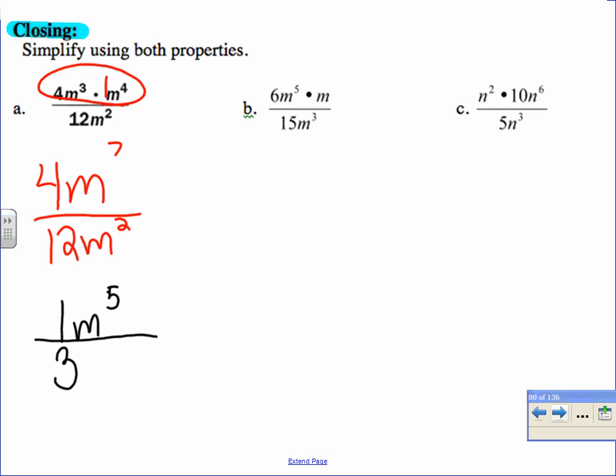Nope, just M to the 5th. No M's on the bottom. After you subtract, you keep it on top. But we did 7 minus 2, which is 5. So you're not left with any M's. So you do not need to leave the 1 there. You can leave it as M to the 5th over 3. So simplify the numerator first, then the denominator, and then the whole fraction. Go ahead and try B and C. I like these problems. I think these are fun.